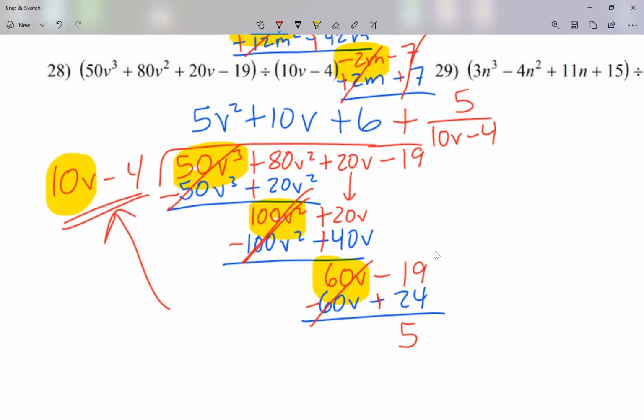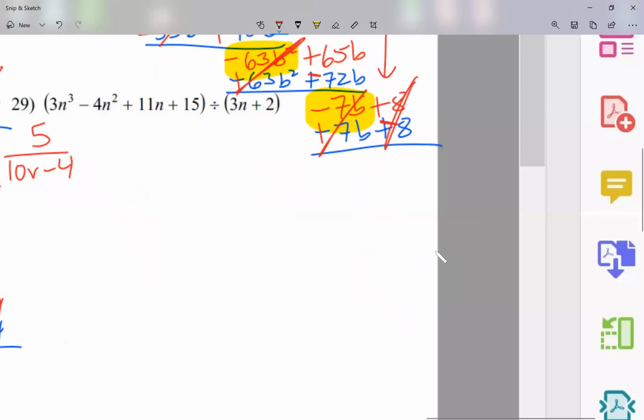Now, that's it. Now, 26 and 27 did not have a remainder. 28 and 29 will have a remainder. Our remainder, we write it as a fraction. Okay, let's take a look at number 29.